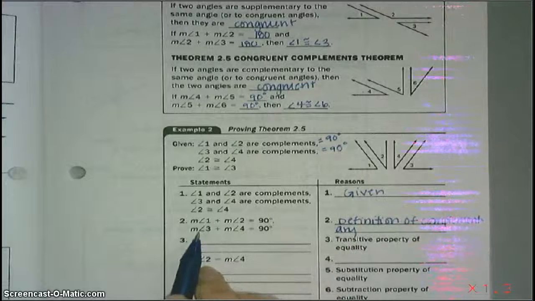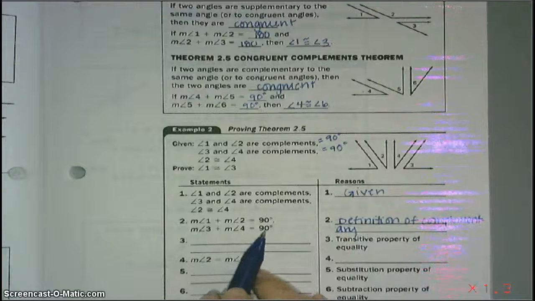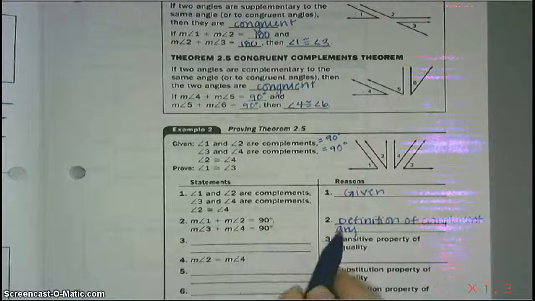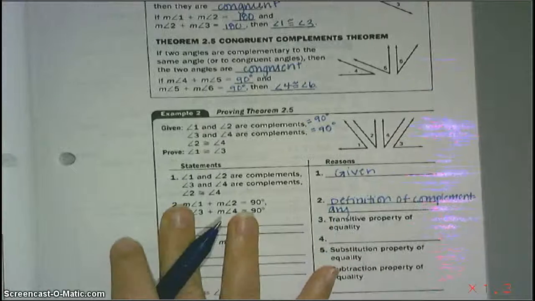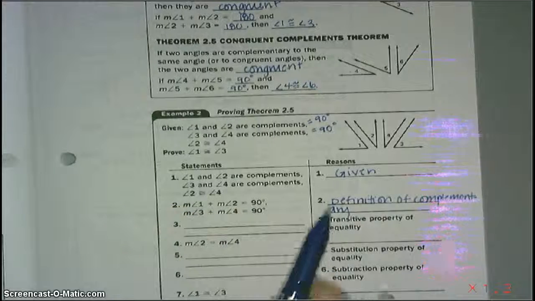They also said that the measure of angle 3 plus the measure of angle 4 is 90. So both of these have the same reason. Definition of complementary.